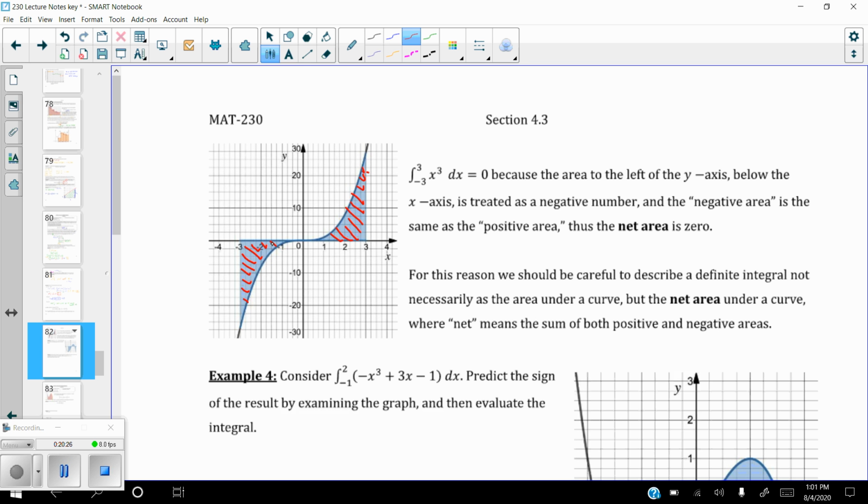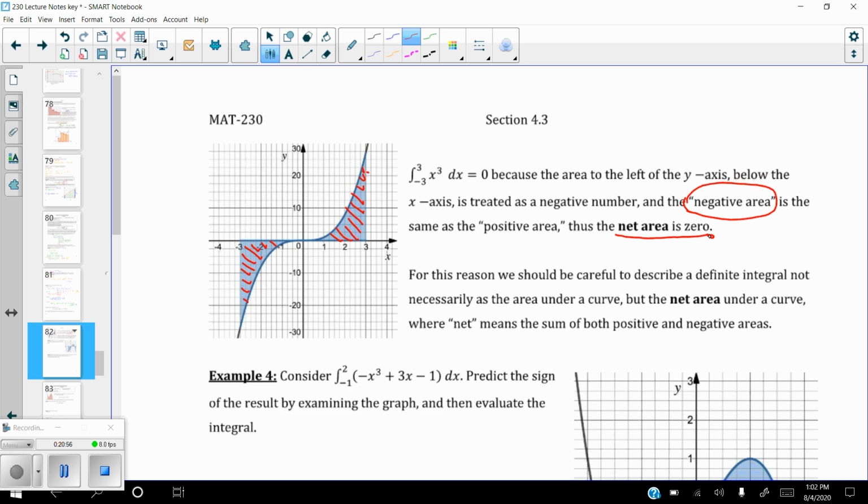The area which is below the x-axis, so between the curve and the x-axis but below the x-axis, is considered to be negative area. Or at least that's what we call it. Technically, there's no such thing as negative area. But what it is, it's a net area. So the area below the curve is technically considered to be negative. The area above the curve is considered to be positive. When we add the positive and negative areas together, we get the net area of 0.